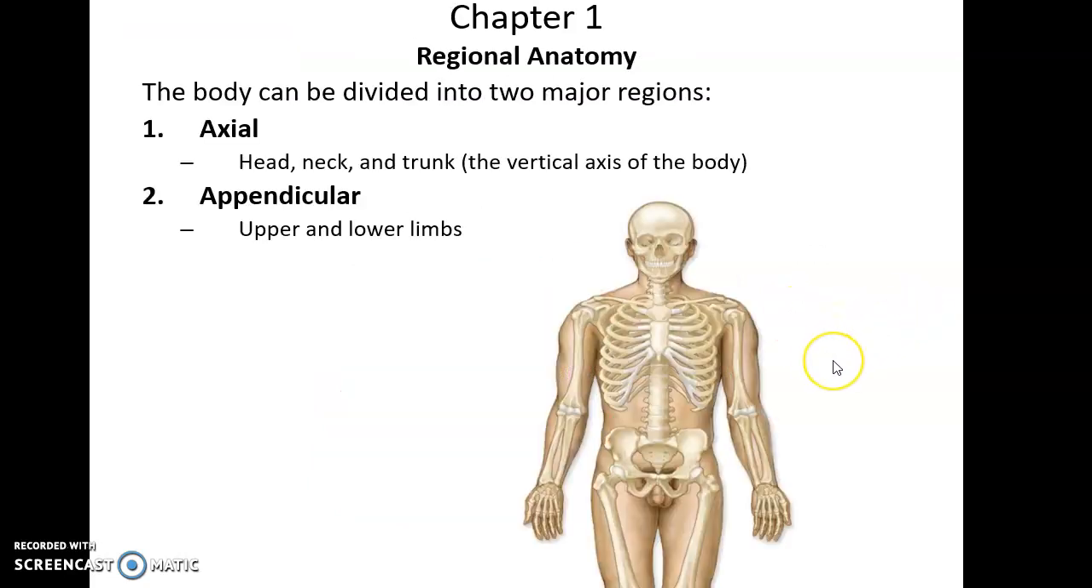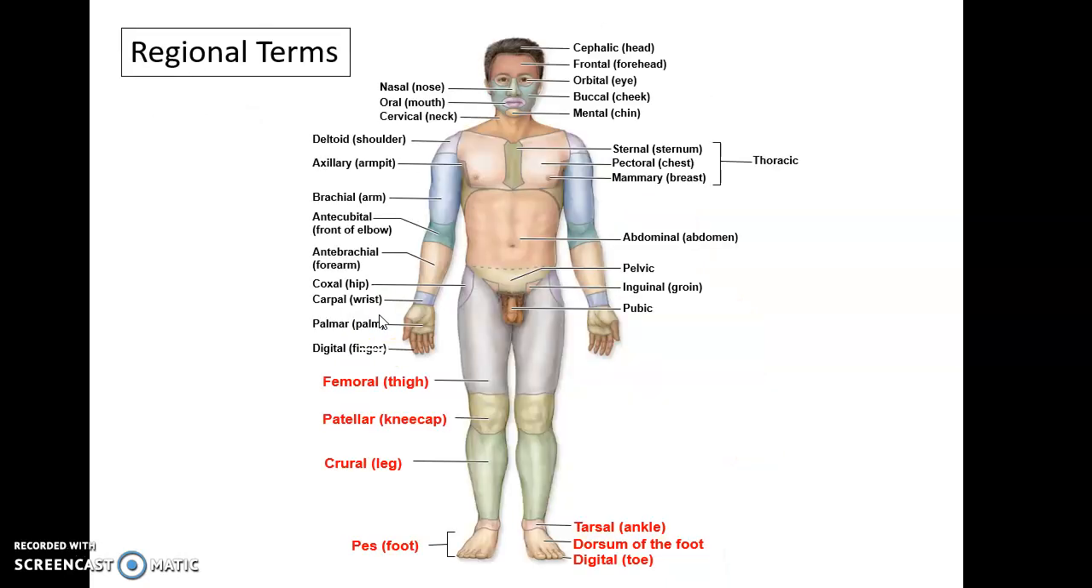All right, you can break up the body into two major regions. These would be the axial region, which includes the head, neck, and trunk of the body. So the structure is sort of along the midline, head, neck, and trunk of the body. And then the appendicular region. The appendicular region would be the upper limbs and the lower limbs, including the structures that attach the upper and lower limbs to the axial region.